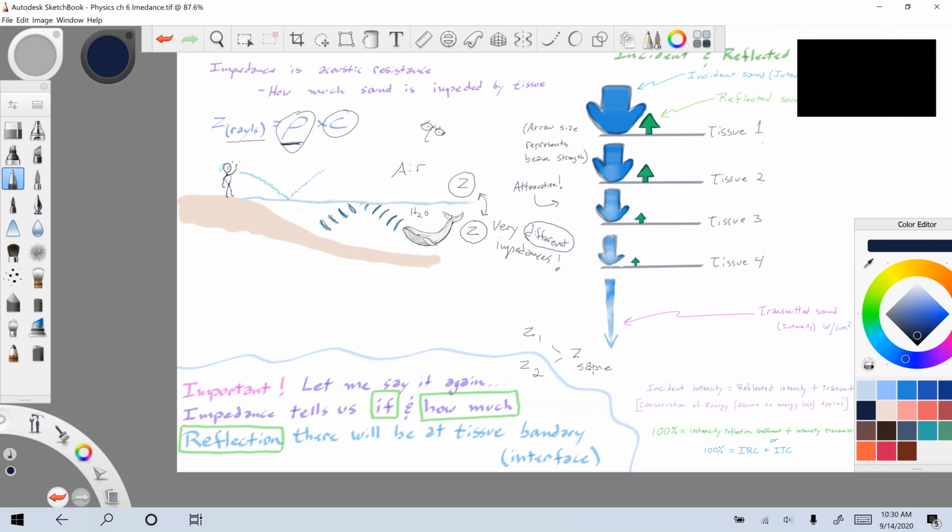S-A-M-E, the same, or close to almost the same, sound will travel through and it won't reflect at all, which is the same thing as saying this interface is invisible to us. We cannot see this interface if the Z is the same. If it's a little bit different, then sound will come to this point, a little bit will reflect back, and then much of it will continue on.